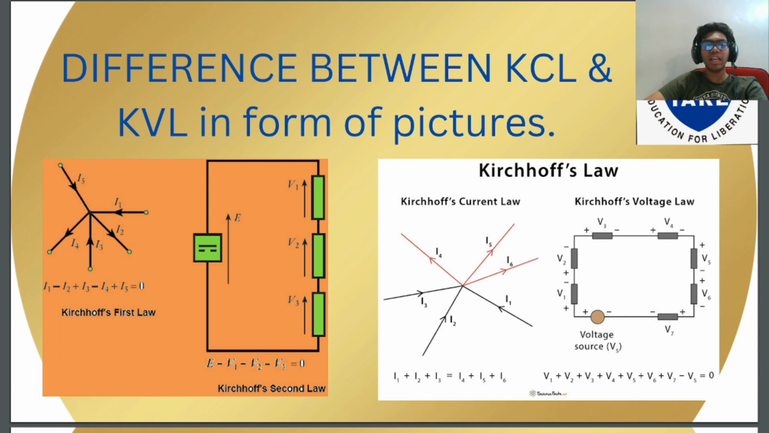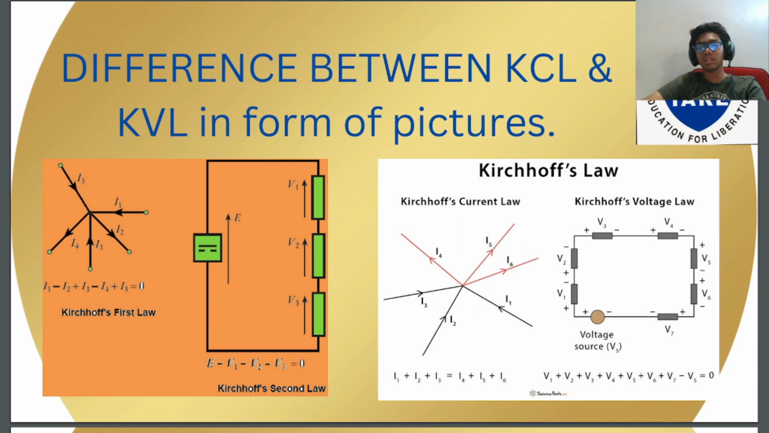Difference between KCL and KVL in the form of pictures. Here we see Kirchhoff's first law, which is Kirchhoff's current law, where the sum of the currents entering the node is equal to the sum of the currents leaving the node. So here I1 plus I3 plus I5 equals I2 plus I4, whereas Kirchhoff's voltage law, which is the second law, gives us that E equals V1 plus V2 plus V3, the total voltage.